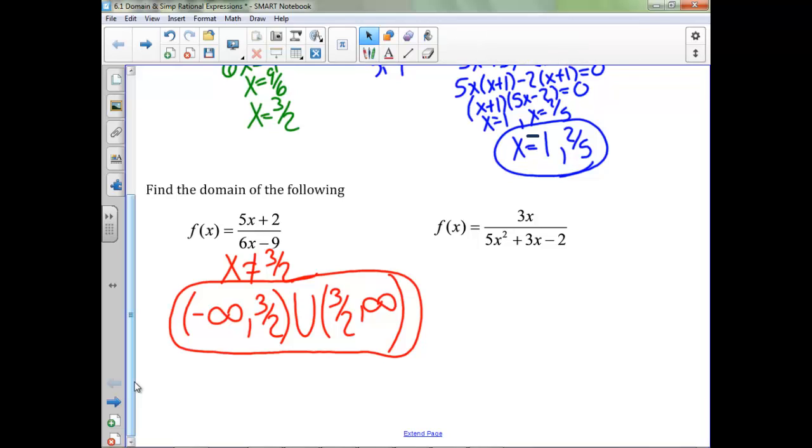On this second one, x just can't be 1 or 2/5. So that means it can be everything from negative.